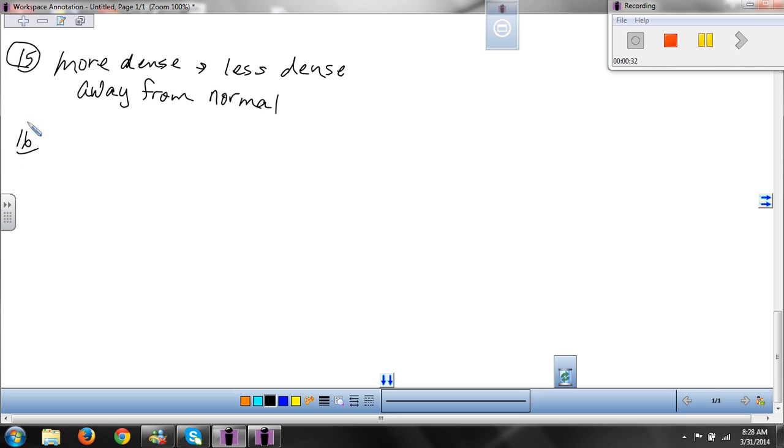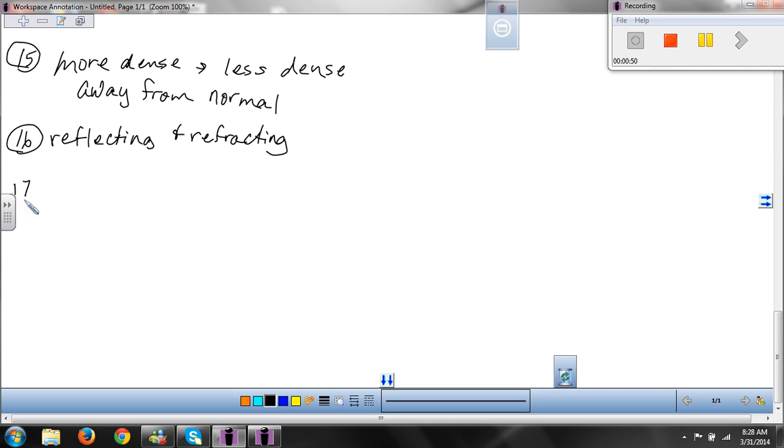Okay, number 16. Number 16 says, a rainbow nicely illustrates an example of light reflecting and refracting. Reflecting because it's total internal reflection, and refracting because it's dense.